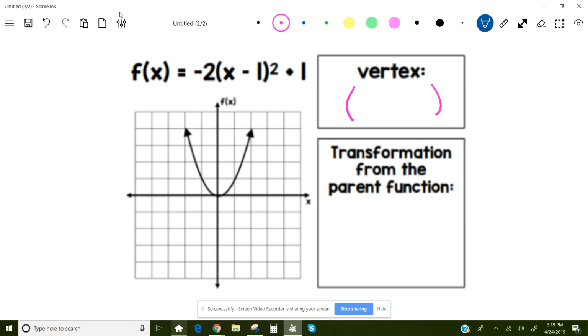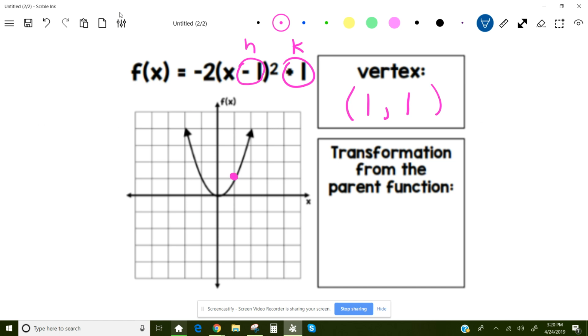So in this case, h is, make sure you change the sign, so that's going to be positive 1. And then our k is over here, which is positive 1 as well. So our vertex is (1, 1). So we're going to be here. This is our point (1, 1).